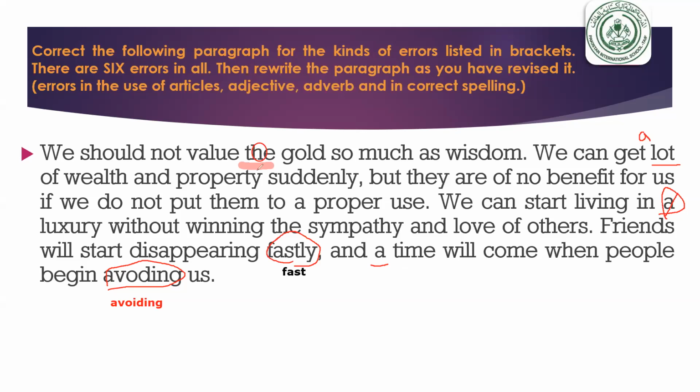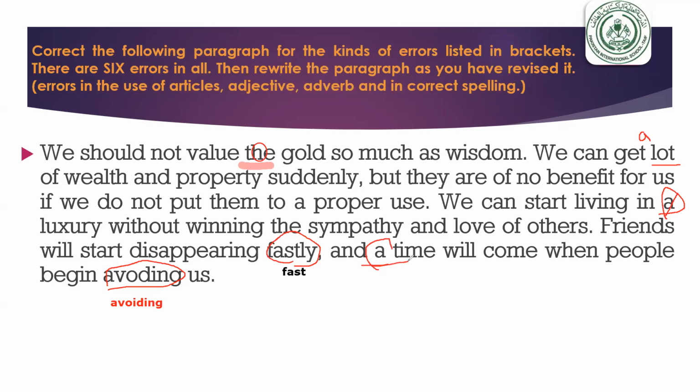Okay. One should not the article, and a is also article. 2 mistakes of article. Okay. And a lot of an adjective, and fastly is an adverb. Okay. And incorrect spelling, avoiding. So 6 and this is also article mistake. So in the original passage a is not given, but we have to put and a time will come. So a is given over, but in the original passage is given and a time will come. So we must give a over there.